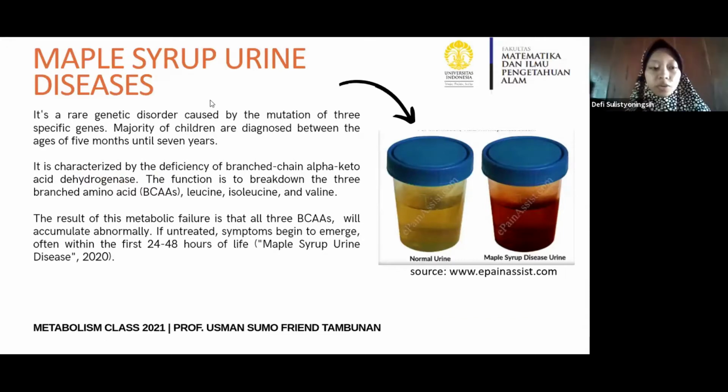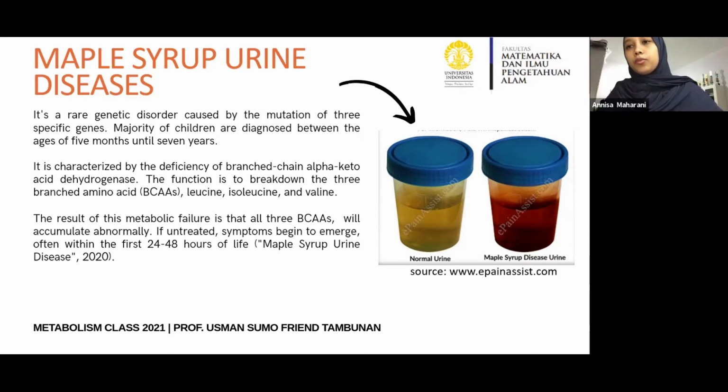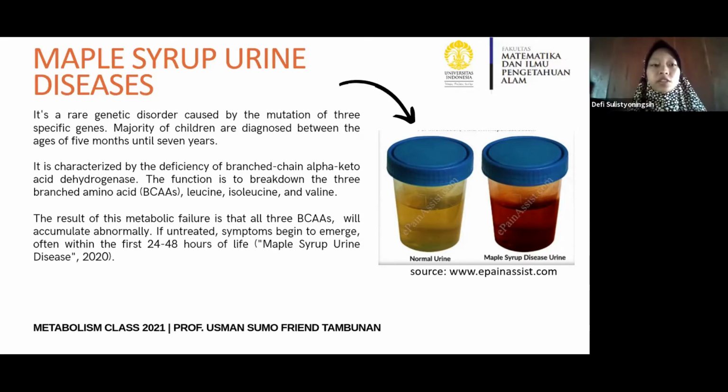Okay, I'll start from the definitions of maple syrup urine disease. So basically, it is a rare genetic disorder that is caused by mutations of 3 specific genes. It usually happens in a newborn baby who inherited the mutated gene from their parents.